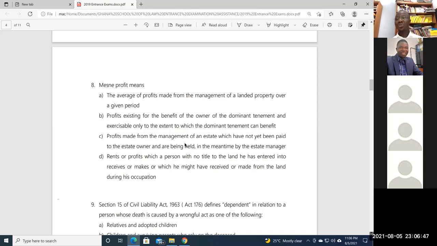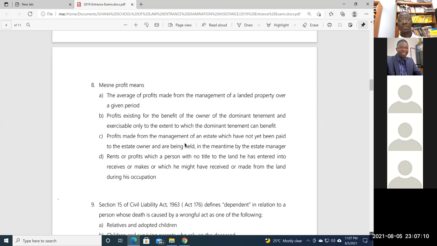So let's go through the options to determine the correct one. The average of profit made from management of a landed property over a given period. Not necessarily.